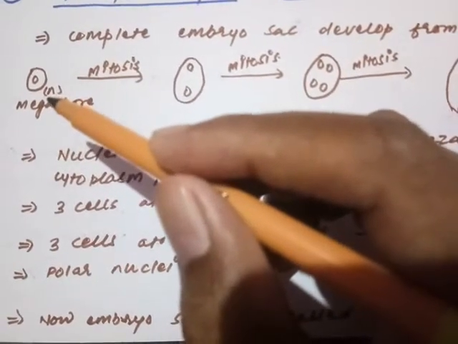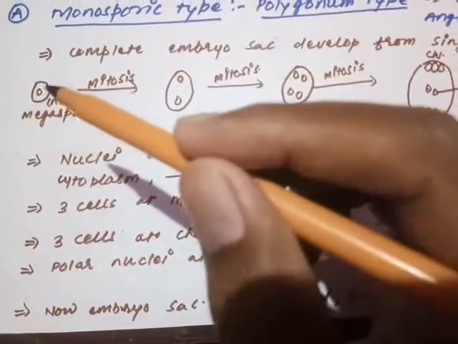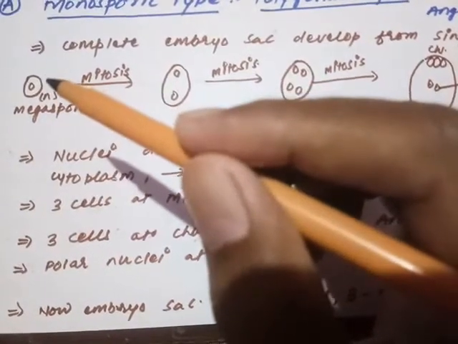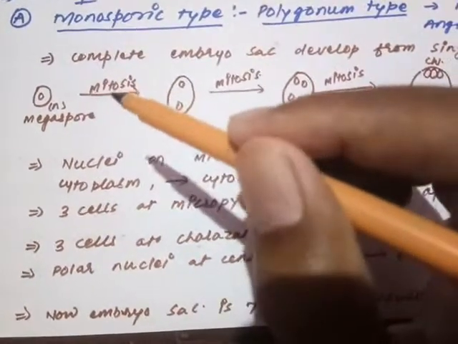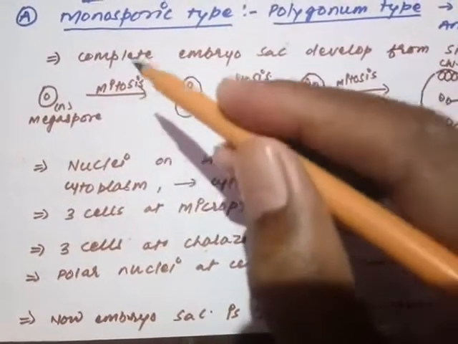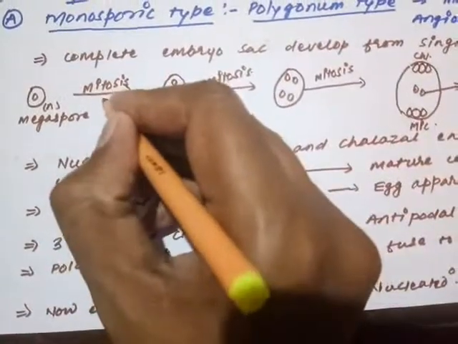It is haploid in nature. Now what does it do? It absorbs the nutrition and enlarges in size, and after getting enough amount of nutrient present here, it will undergo mitosis.